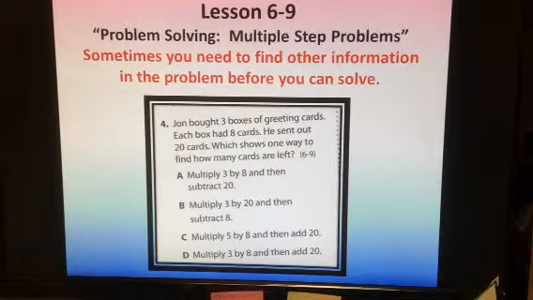John bought 3 boxes of greeting cards. Each box had 8 cards. He sent out 20 cards, which shows one way to find how many cards are left. Pause the video if you need to decide A, B, C, or D.